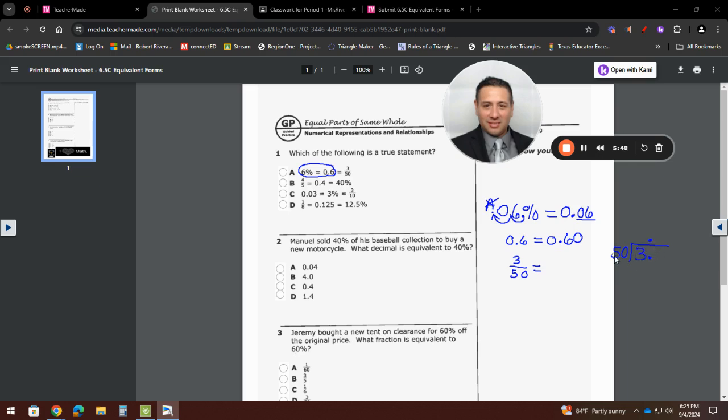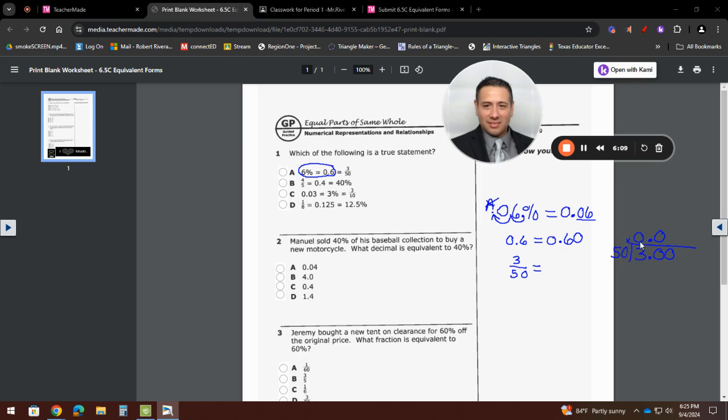Is 3 enough for 50? No. So we add a 0, we make more pieces. Now is 30 enough for 50? It's still not enough. That's not enough for each group. So then I add another 0. Is 300 enough for 50? Yes, it is. So now I have to figure out 50 times what.